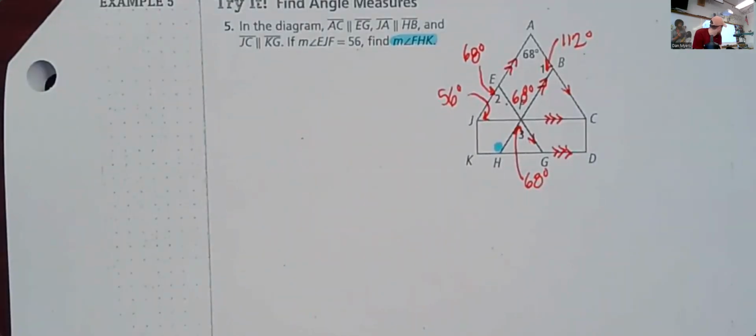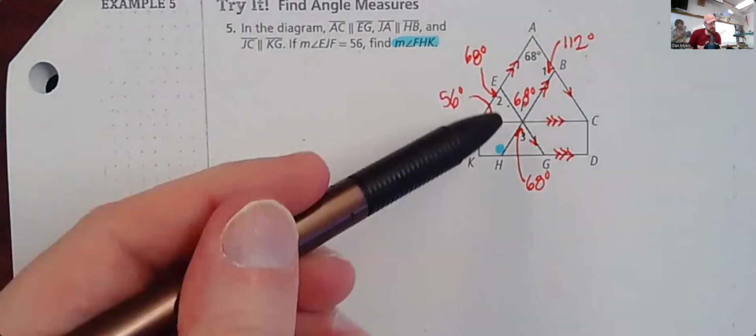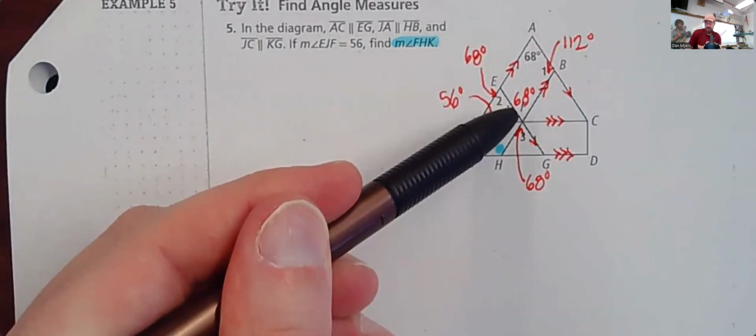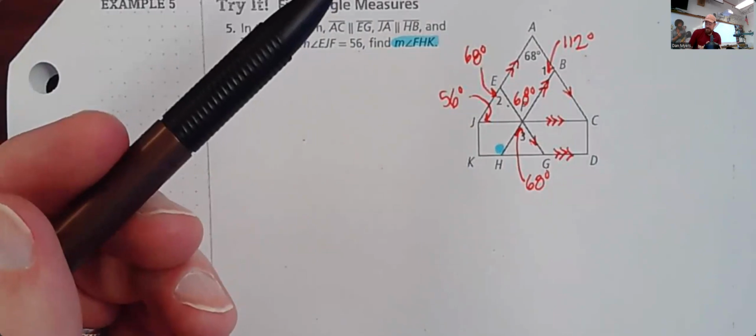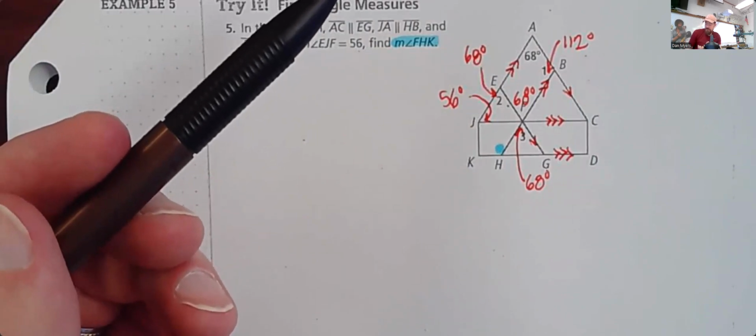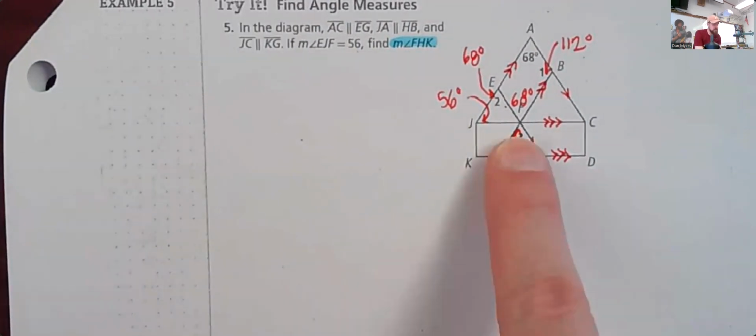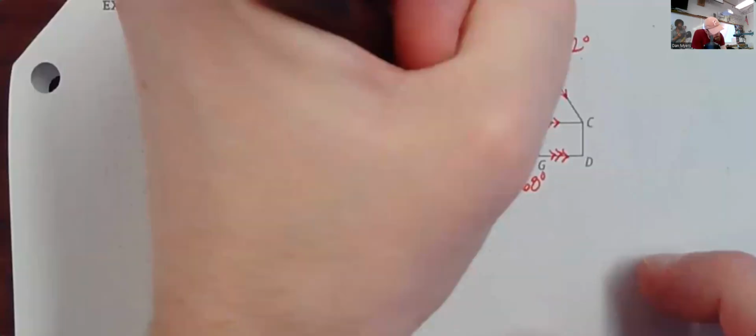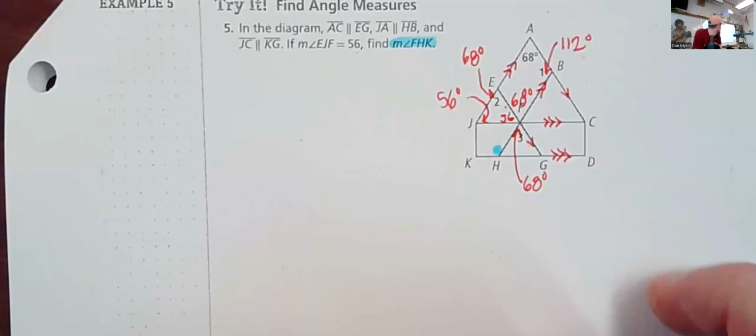If the three angles of a triangle add up to 180, that means that 68 plus 56 plus this one here add up to 180. So 68 plus 56, take that away from 180. This angle here is also 56. So that one's 56.